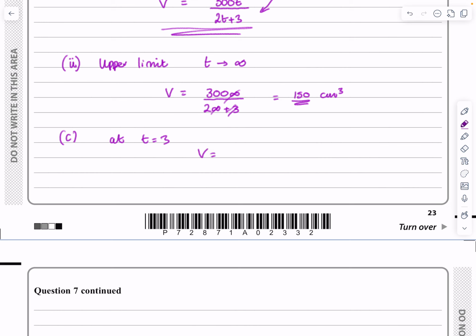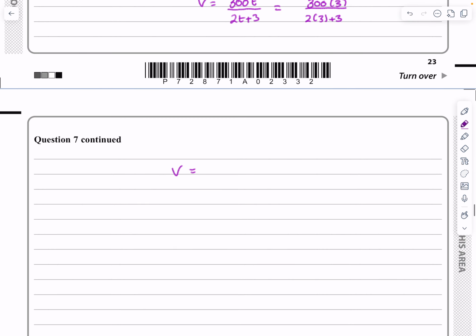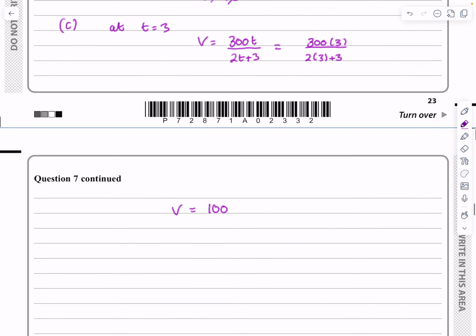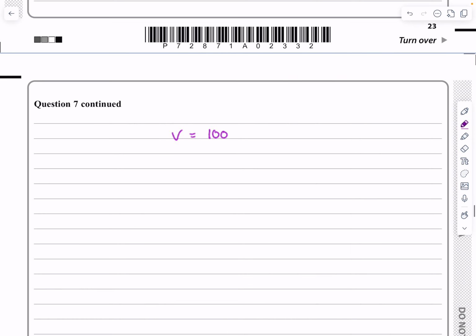V is equal to 300t over 2t plus 3, which is equal to 300 lots of 3 over 2 lots of 3 plus 3. So I'm making it really clear to the examiner what I'm doing. V works out to be equal to 100 if we do that. We didn't want V, I didn't read it properly. We want R, but okay.